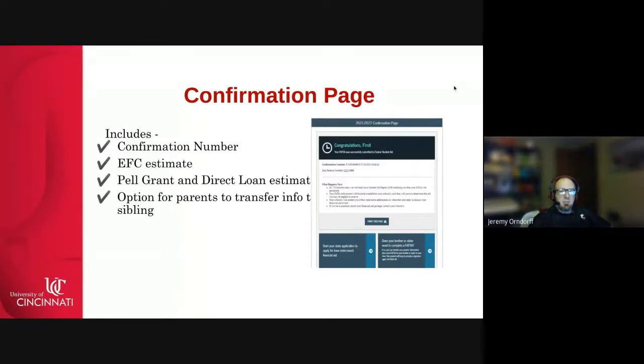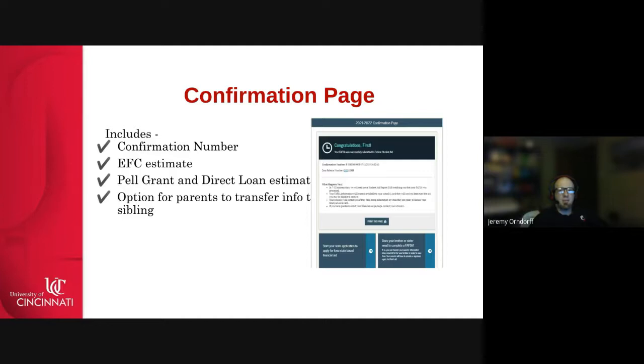Some things to keep in mind. When you get done, it'll say congratulations, and your FAFSA is complete. We've got a screenshot there of a photo one. It will let you know what's done. It will give you a confirmation number. You can certainly print that or write that out. I've never actually needed that, but it is available if you can use that for certain things.